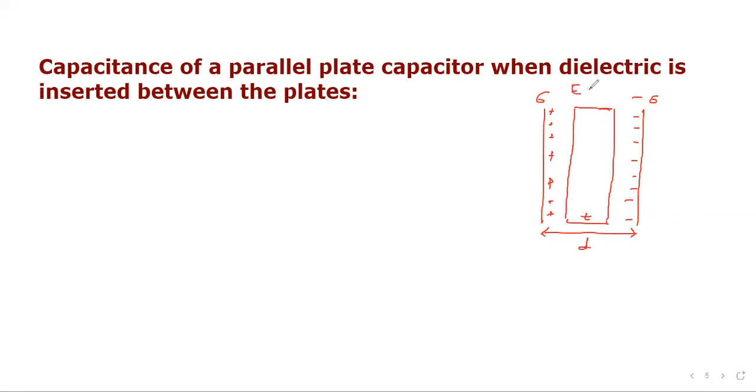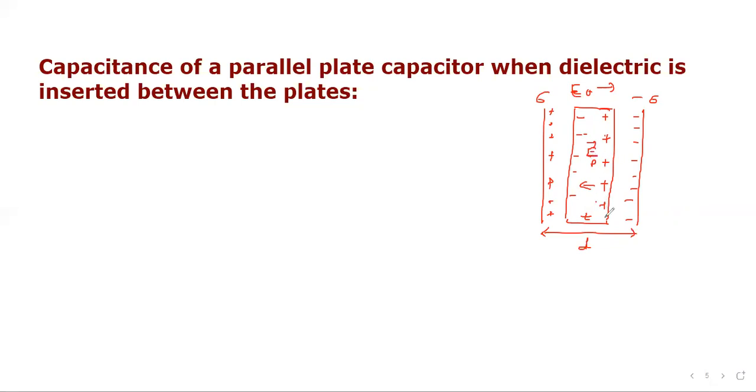External field E0 will be in this direction. Induced field inside will be just opposite. On this face, positive charge will appear due to these negative charges. Induction will be there, and similarly here minus charges will be there. So we can say induced electric field EP will be in this direction. So external electric field will be stronger than the induced field.